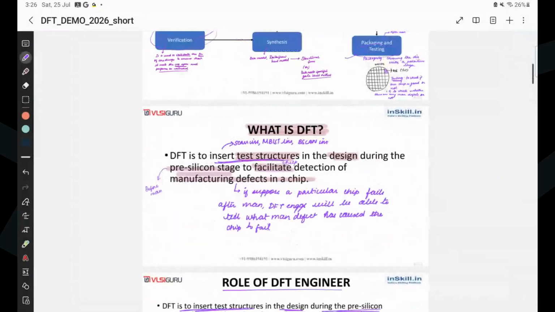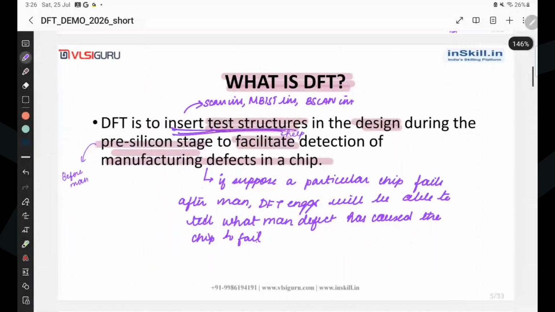So in DFT, we will be adding these kinds of test structures like scan insertion, MBIST insertion, boundary scan insertion. All these test structures will be added in our design during the pre-silicon stage to facilitate, that is to help, detection of manufacturing defects in a chip. So if a particular chip fails after manufacturing, DFT engineers will be able to tell what manufacturing defect has caused the chip to fail. So yes, Kapil, your understanding is correct.